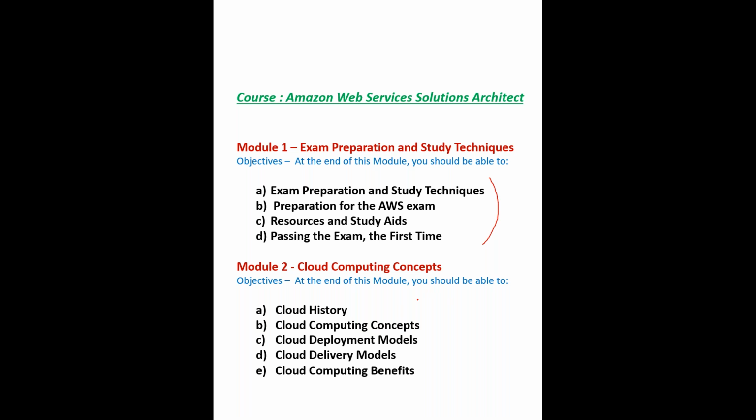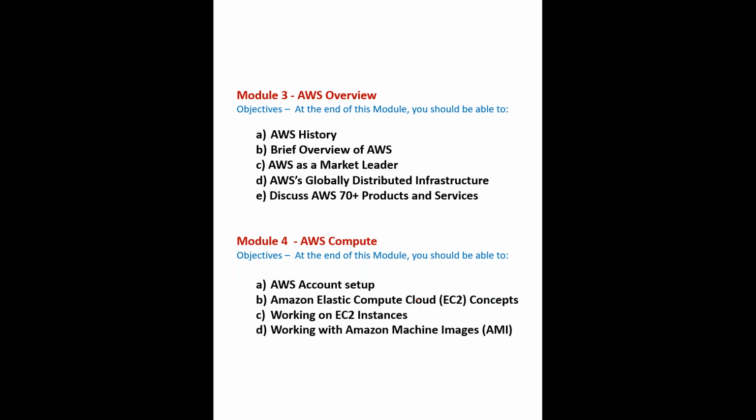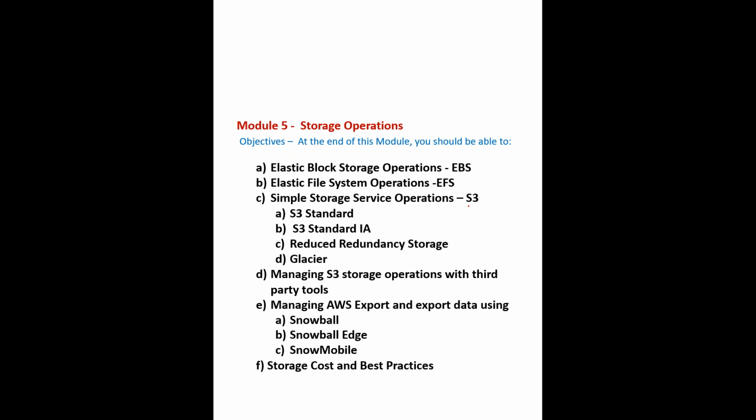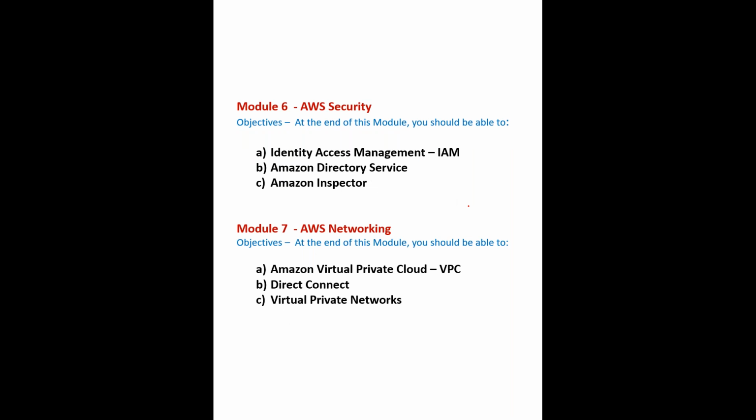And module 3 is going to talk about the AWS overview. What is AWS, the history of AWS as a market leader, AWS global infrastructure, and the different products and services that are there. And module 4 is the compute section, AWS virtual machines, which we call compute, and AWS account setup, EC2 concepts, working with EC2 instances, and so on. And storage operation is complete storage administration: EBS, EFS, S3. These are different types of storage that are available. We'll see how to manage these storages, how to create them, and how to deal with the different kinds of storages.